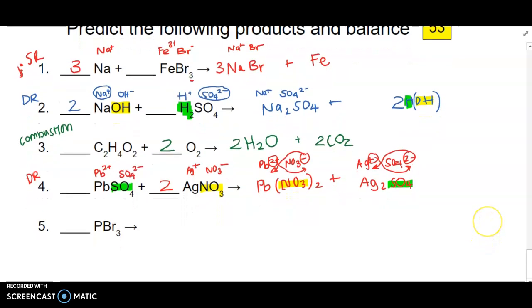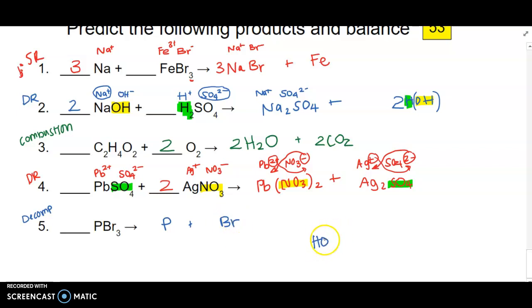All right, number 5. I have 1 compound, and so my only pattern that I had where 1 compound becomes something else is a decomposition. And in the decomposition, I know that I'm going to get 2 different parts. I'm going to get phosphorus, and I'm going to get bromine.